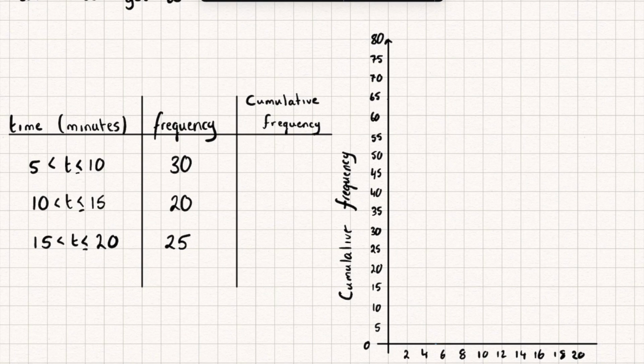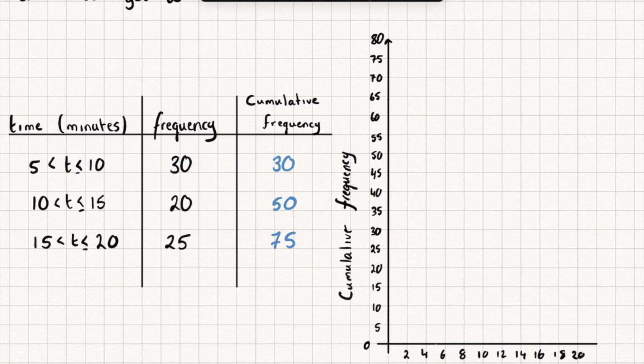So for example, in this one we'll have 30, then add on the 20, 50, then add on 25, 75. But what it really means is how many data values are there below the upper bound of the class. For example, with the first row, the upper bound is 10. So how many pieces of data are there below 10 minutes? Well, there are 30 of them.